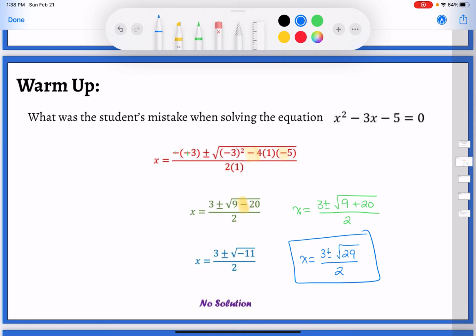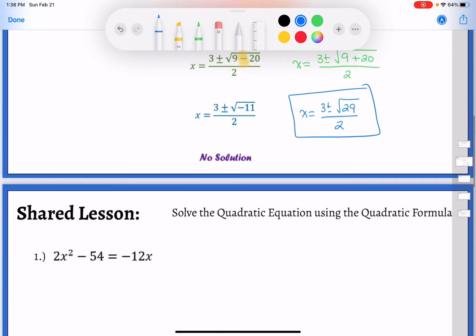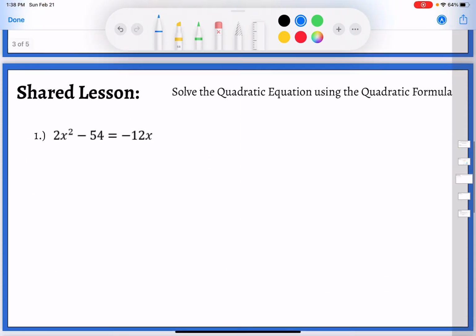A lot of people end up with a no solution when it shouldn't be, because they miss those 2 negatives in there. So if you aren't sure, you feel like something is wrong, you got a no solution, go back and double check that you did your negatives right. That is the most common mistake with quadratic formula. All right, so other than that, we're just going to keep practicing using the quadratic formula, right?